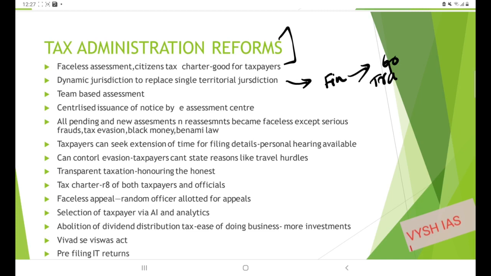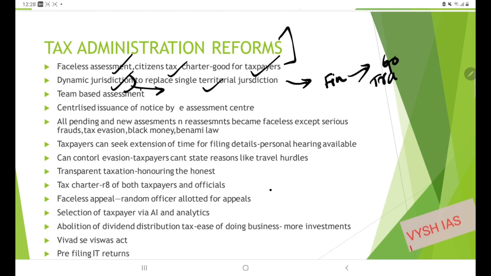So recently we have been moving to faceless assessment. Okay, faceless assessment of the tax laws. So this is in line with the citizens tax charter and it is good for taxpayers also, because he is not getting humiliated. Even if some tax disputes or tax cases are there, the faceless assessment is taking place. Okay. Then a dynamic jurisdiction to replace a single territorial jurisdiction. So this dynamic jurisdiction is pointing to the online means.